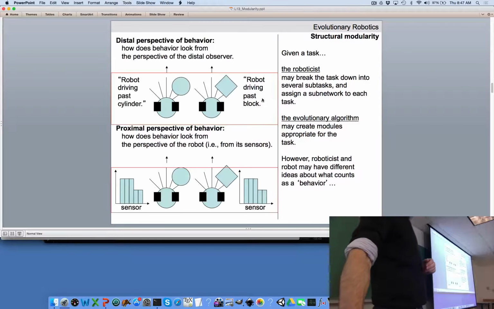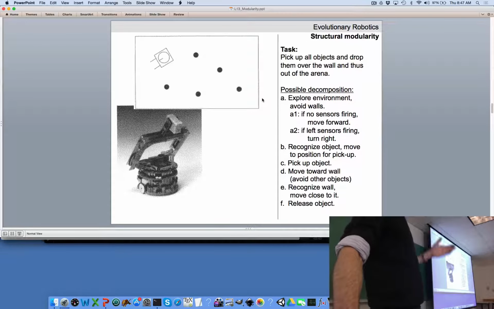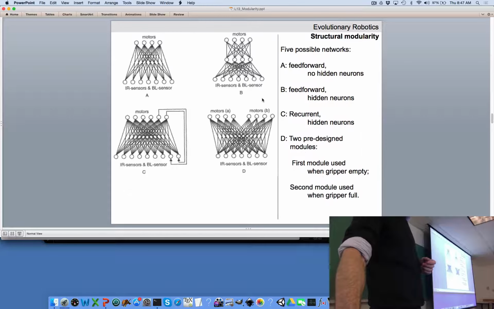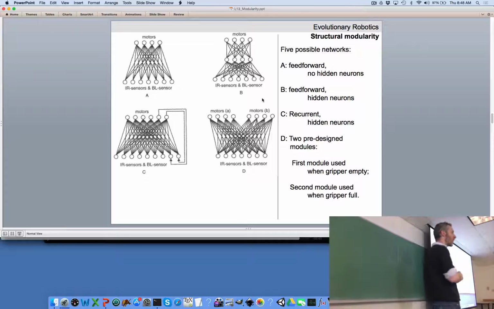But as I mentioned, we don't want to try and come up with these modules because thinking about thinking is misleading. We may partition the function in a way that's not appropriate for the robot. Okay, so we looked at this experiment last time with the little Kepler robot that has to pick up these wooden cylinders and drop them outside the arena. We thought about, as a human engineer or as a human roboticist, what are the ways we might think about partitioning this problem. The investigators looked at 5 different cognitive architectures.